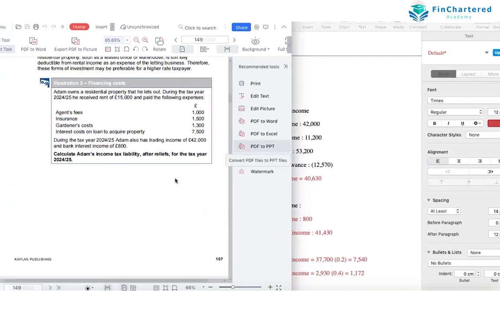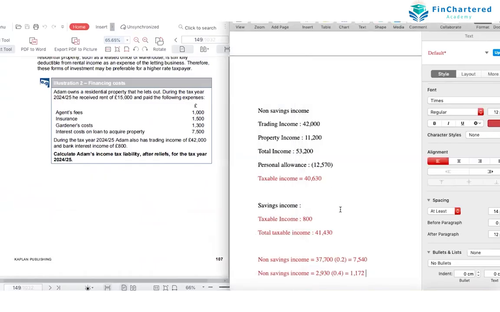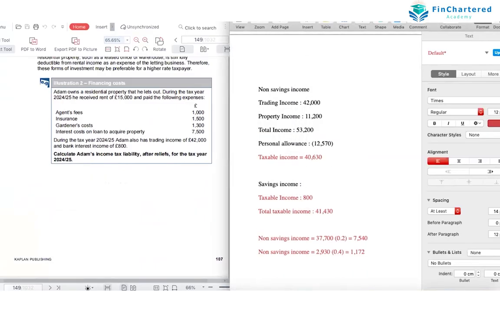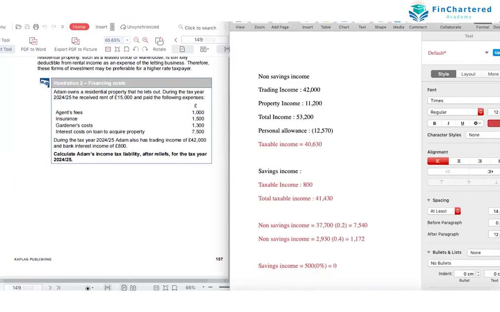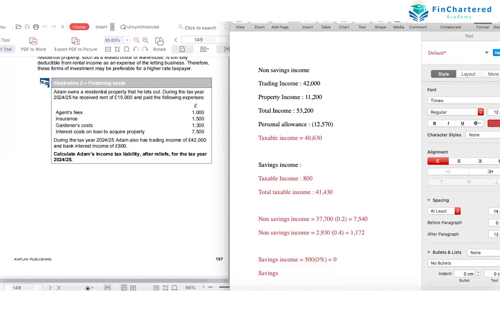Will be taxed at 0%. So out of 800, 500 is taxed at 0%. And after that, anything in excess of that will be taxed at the normal 40%. First 500 is taxed at 0%, into 0. Then the remaining 300, that 300, 40% of 300 will be 120.